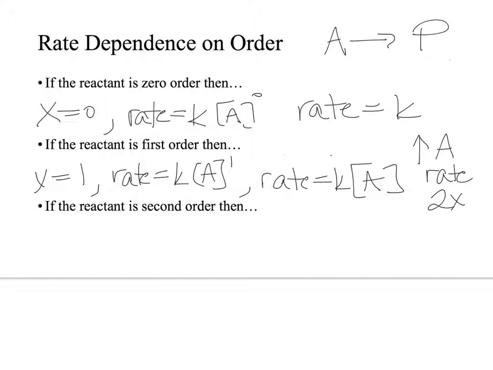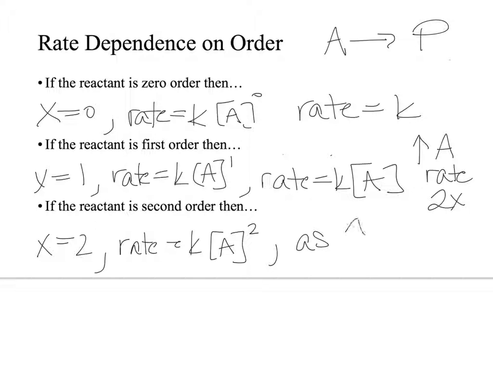The third possibility is that X is equal to 2. So in this case, rate is equal to K times A to the second power, or squared. So practically, as A increases by 2, then rate will quadruple. So it's a 2-to-1 kind of relationship.